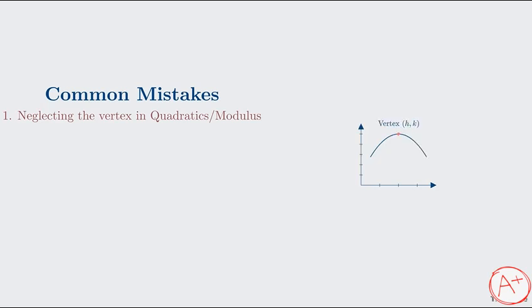Let's review common pitfalls to ensure you don't lose marks on your exam. The most common mistake is only checking the endpoints of a domain. For quadratic or modulus functions, if the vertex is inside the domain, it will always be either the maximum or minimum value. Notice how in our previous example, the value at the vertex gave us our upper bound of 5.